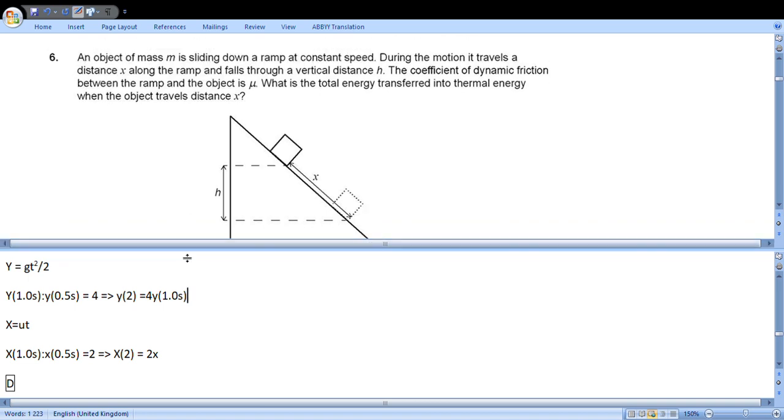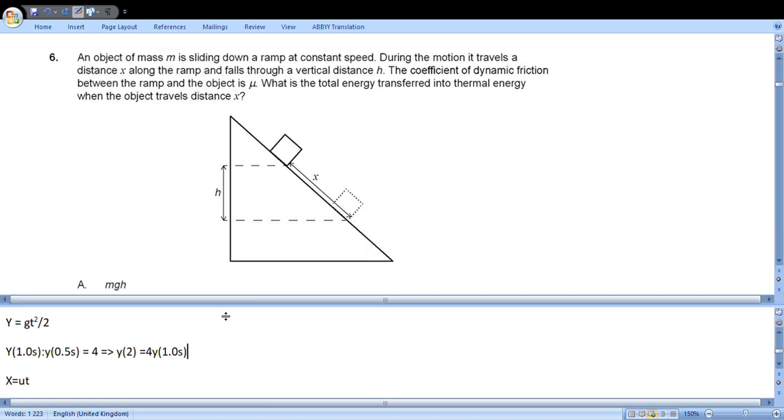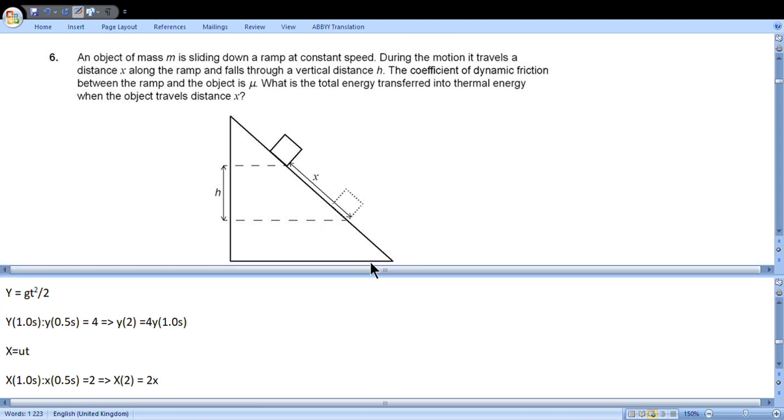Next question, 6. An object of mass m is sliding down a ramp at constant speed. During the motion, it travels a distance x along the ramp and falls through a vertical distance h. The coefficient of dynamic friction between the ramp and the object is μ. What is the total energy transferred into thermal energy when the object travels distance x?